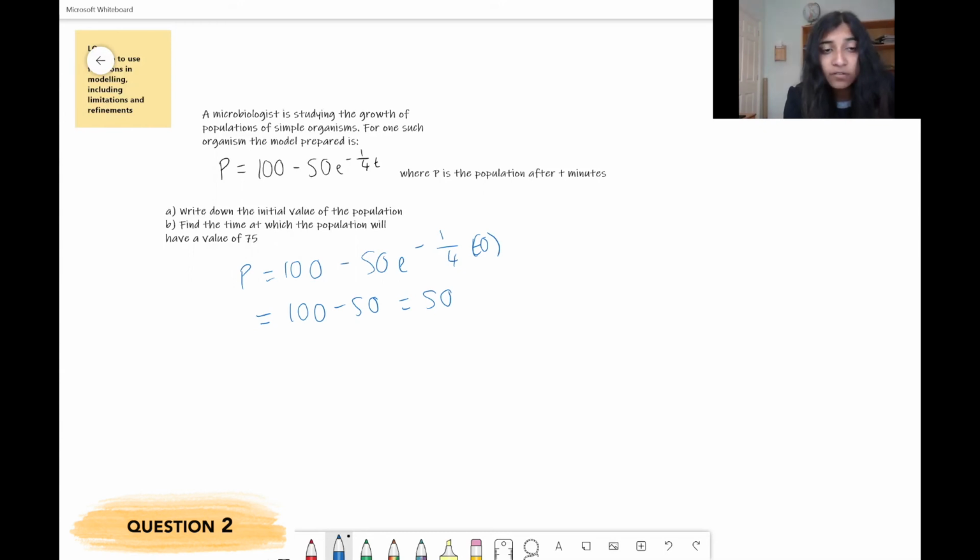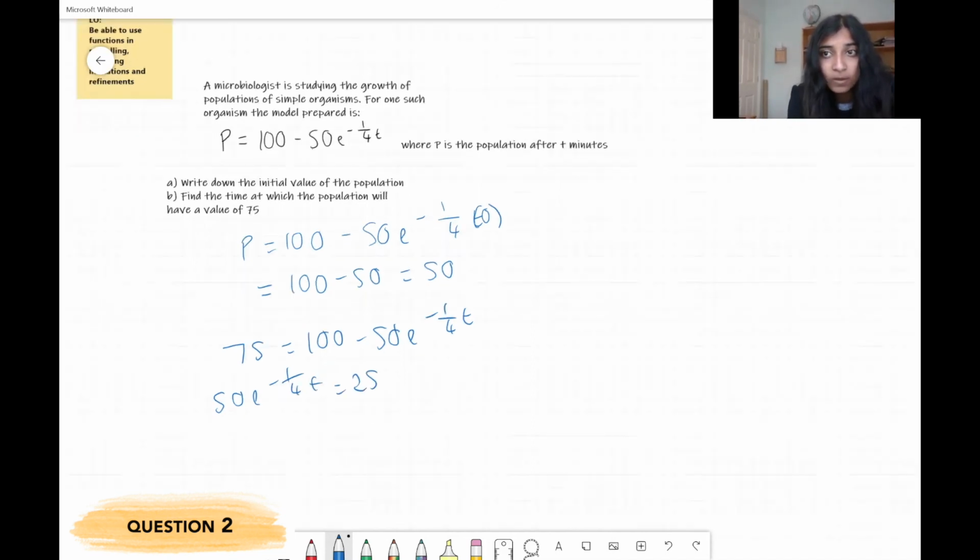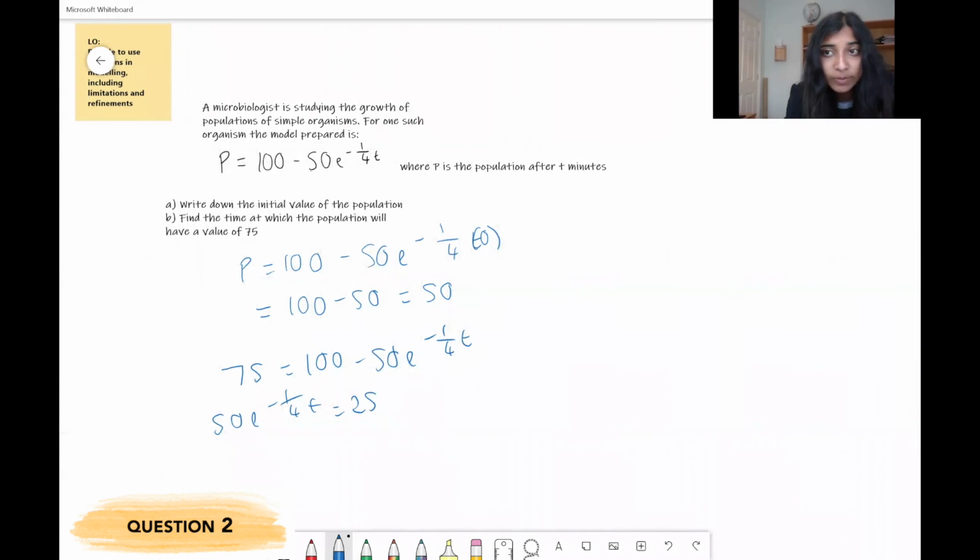And for the next bit, you want to find the time at which the population will have a value of 75. So that is just when P is equal to 75. So you just plug that in. You'd have 75 equals 100 minus 50 e to the power of minus a quarter t. And then if you rearrange this, you'd get 50 e to the power of minus a quarter t is equal to 25. And then if we divide both sides by 50, you'd get e to the power of minus a quarter t is equal to a half.